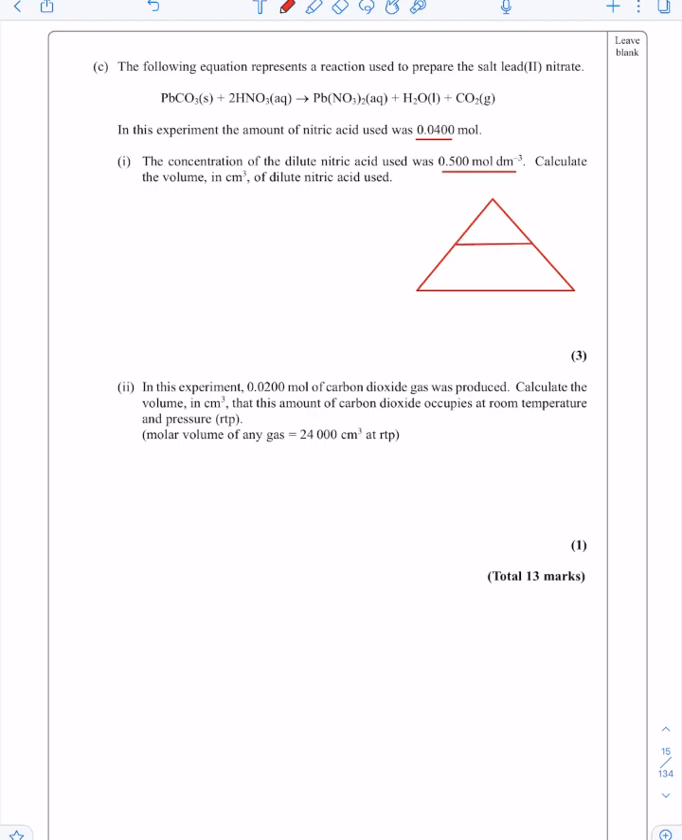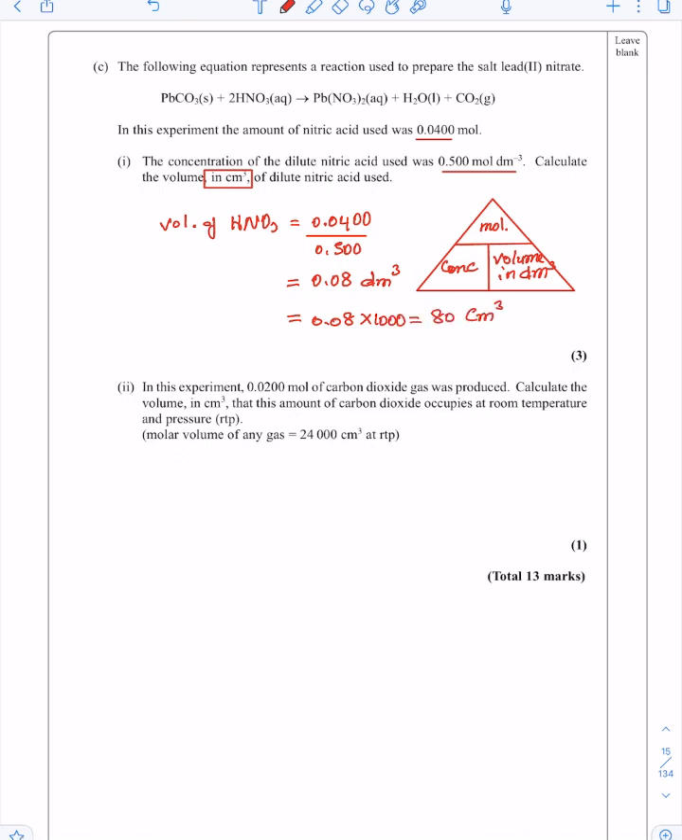The law says that concentration is equal to moles over volume in cubic decimeter. So to get the volume in cubic decimeter, I will divide the moles, which is 0.0400, by the concentration, which is 0.500. That gives me 0.08 cubic decimeter. But because it wants the volume in cubic centimeter, we then multiply by 1000. 0.08 times 1000 gives 80 cubic centimeter.